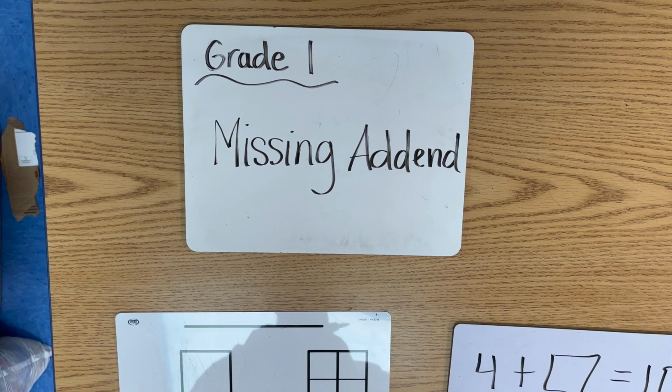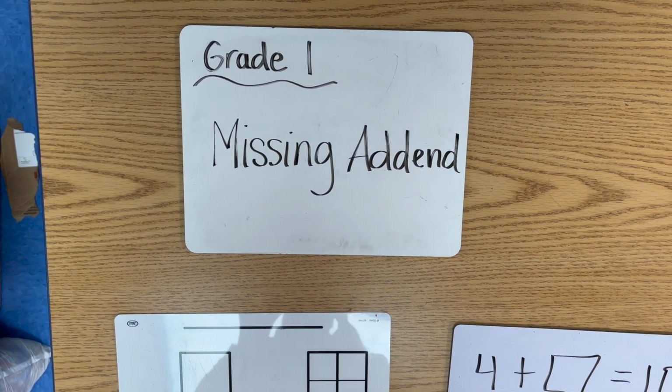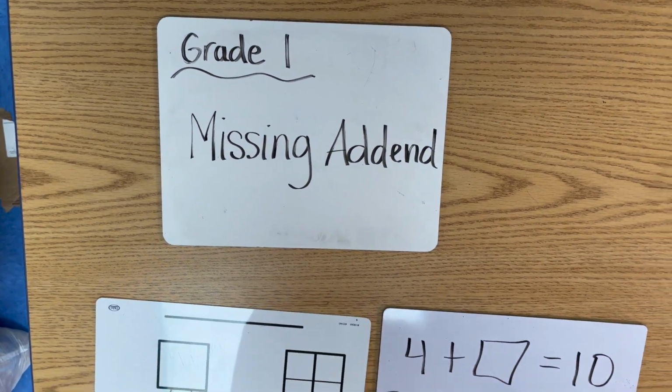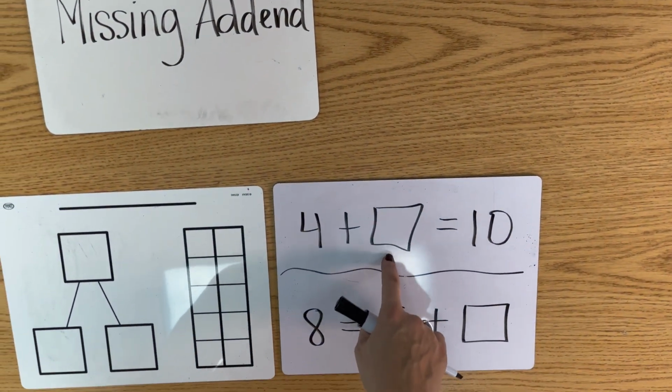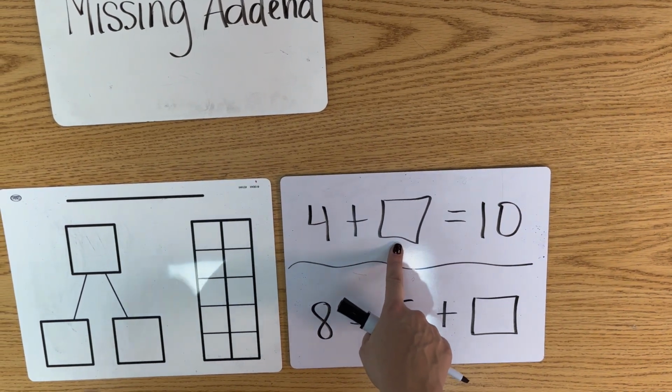When we say missing addend, we're looking for the other part of an equation. So an example would be 4 plus what equals 10. So the number that is here is what we're looking for. This is what we call the missing addend.